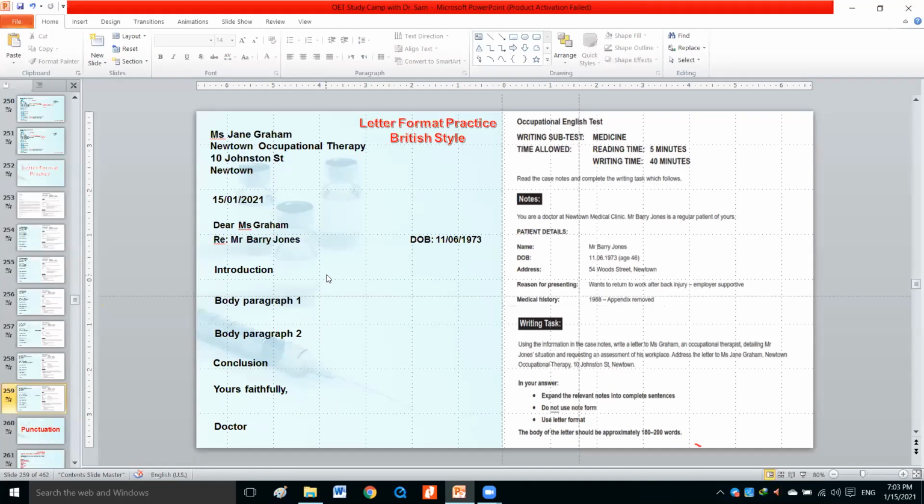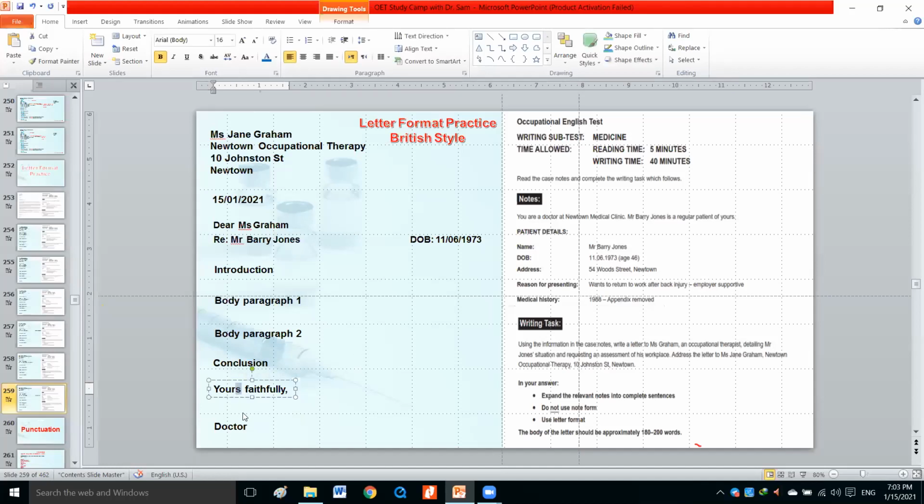Introduction, paragraph 1, paragraph 2, conclusion, and "Yours faithfully." I think we better write "Sincerely," right? Not better; the correct form is "Yours sincerely." Notice this is "Yours sincerely," and "Yours faithfully" is used when the name is not known. Don't forget it. And here you write "Yours sincerely." Will you leave this comma? No, remove it, because you didn't mention a comma in the greeting.